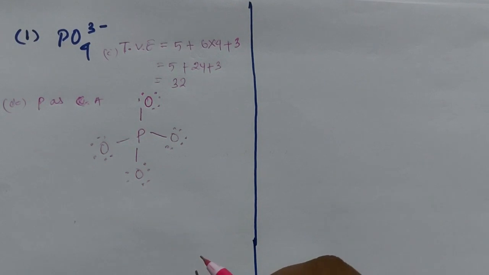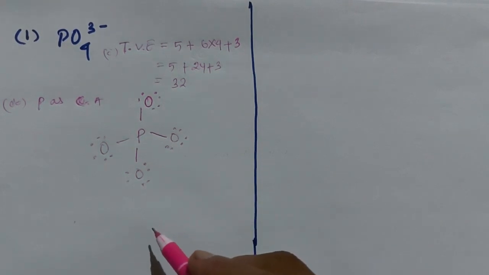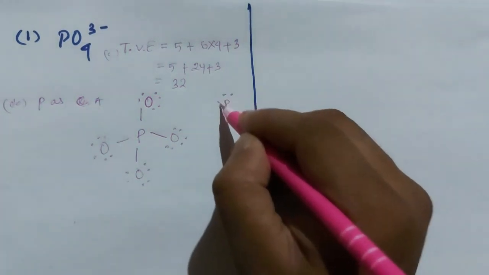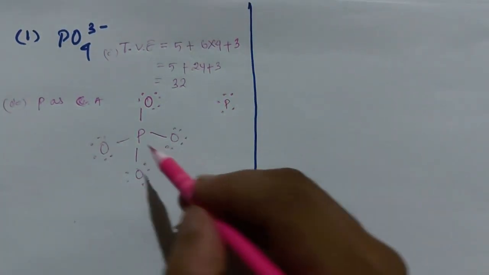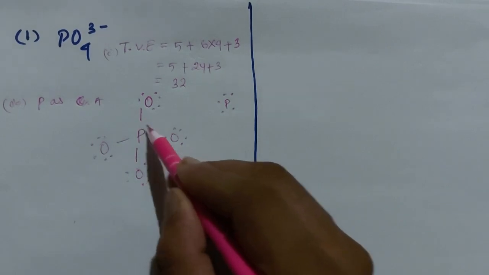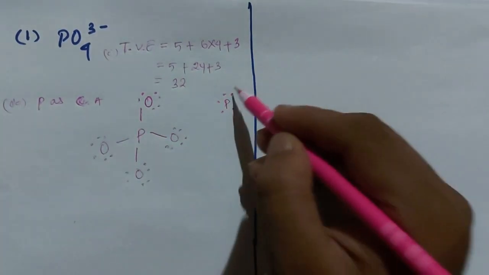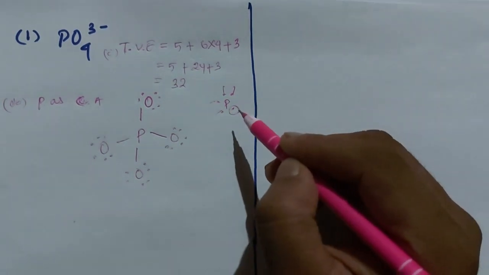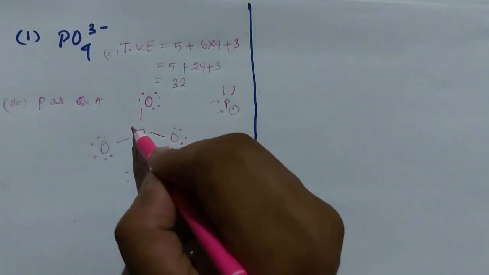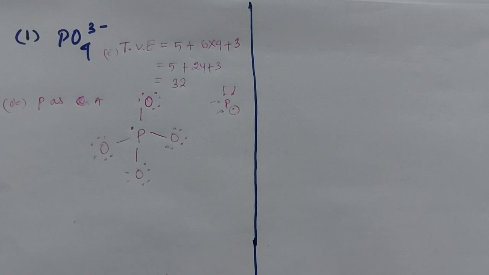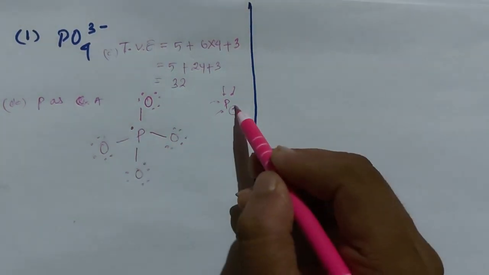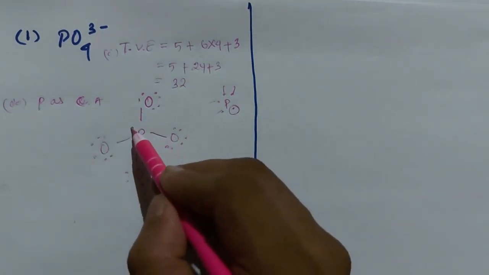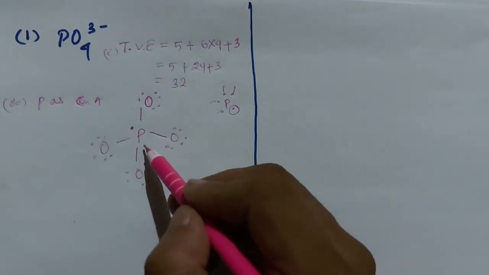Now the fourth rule: how many valence electrons does phosphorus have? That is 5. How many electrons are bonded here? 1, 2, 3, 4. 4 electrons are already bonded with the oxygens. So how many electrons are left? 1 electron is left. So we will fill the leftover electron around the phosphorus.